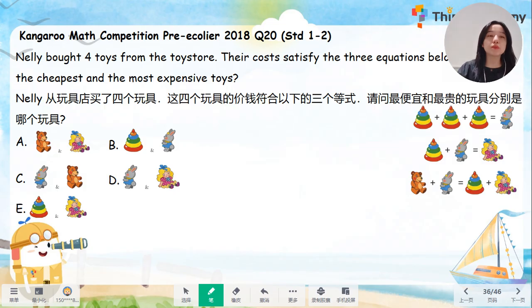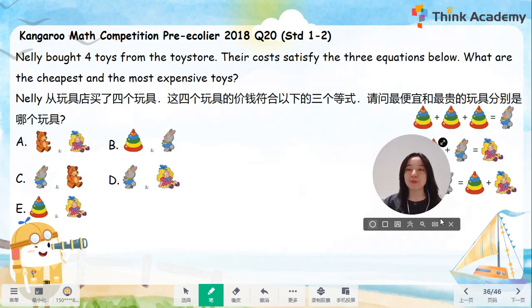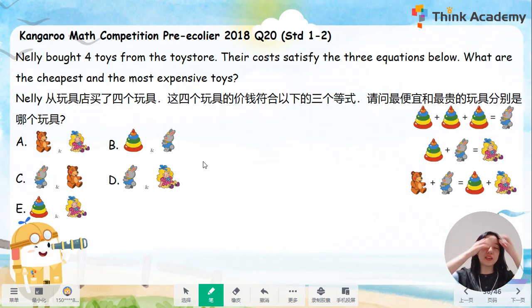And actually, most students will know we have some very powerful tools already, including the nature of equation. Let's see this round. Actually, it just gave us three equations directly. Nelly bought 4 toys from the toy store. Their costs satisfy 3 equations below. What are the cheapest and the most expensive toys?